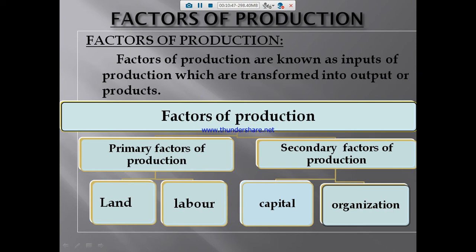So there are two main divisions of factors of production. Okay. They are primary factors of production and secondary factors of production. Just see the screen. I put a chart. Okay, just see that. Factors of production is divided into primary factors of production and secondary factors of production. That means derived factors of production. We also call it a modern factor of production or secondary factors. Okay. So primary factors of production are land and labor. Secondary factors of production are capital and organization. Okay.